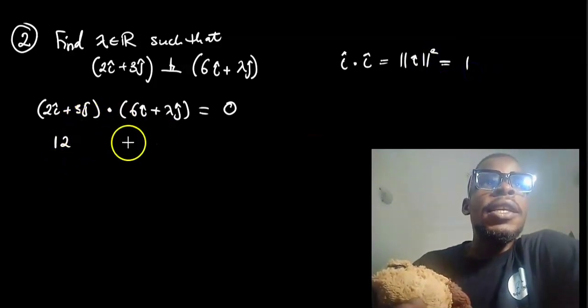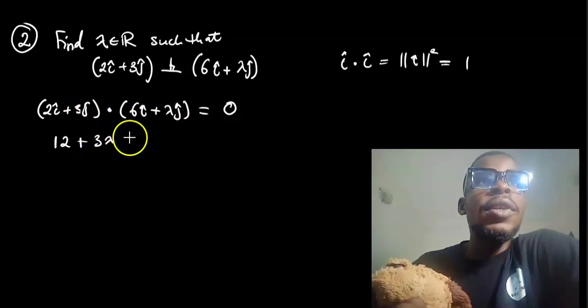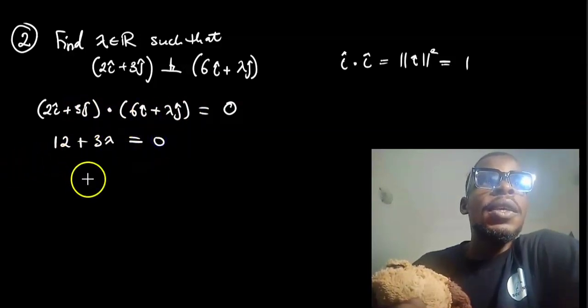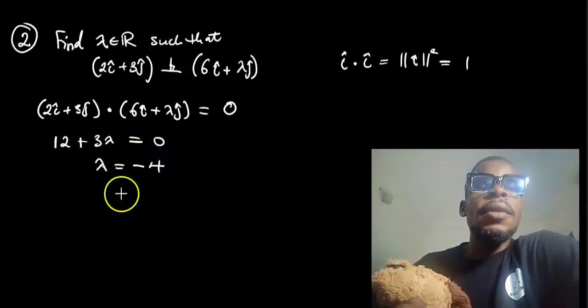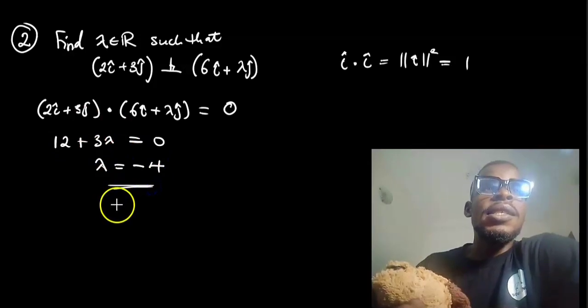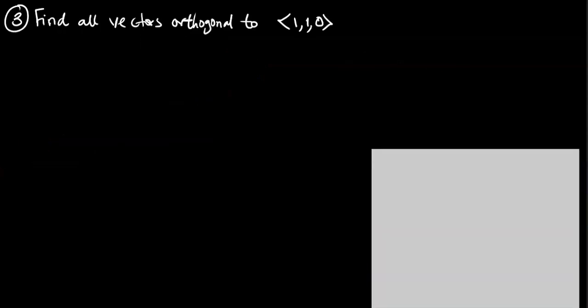All right, great. Then similarly, 3 times lambda will give us 3 lambda, but then j dot j is 1, so we equate that to 0. We could easily see here that lambda would just be -4, right? Great, that was so easy, just by using the property. So you could easily replace this with -4. All right, great. Let's do the third example.